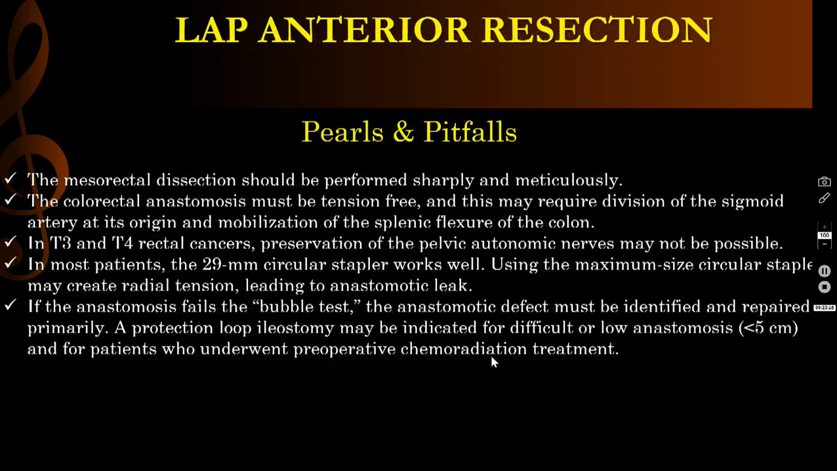Coming to the pearls and pitfalls for the lap anterior resection, the mesorectal dissection should be performed with sharp dissection and it should be done meticulously. The colorectal anastomosis must be tension free and this may require division of the sigmoidal artery at its origin and mobilization of the splenic flexure of the colon and in some cases division of the inferior mesenteric vein as well.